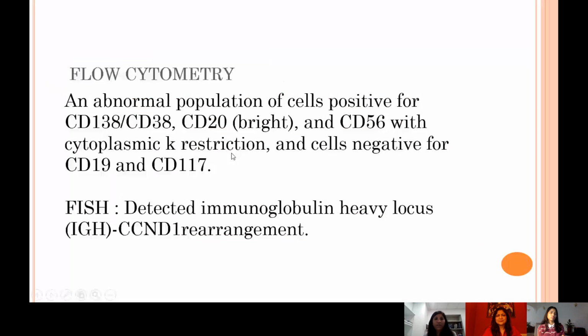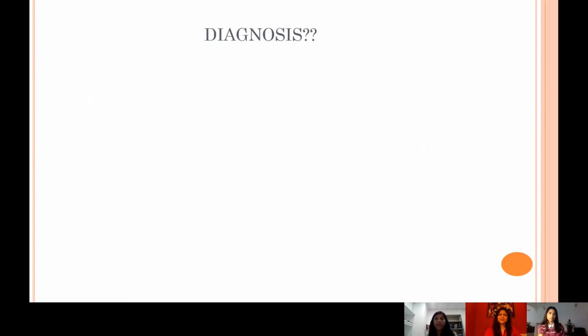Flow cytometry showed this phenotype. These cells were bright CD20 positive. They were also positive for CD138, CD38 and CD56. These cells were kappa chain restricted and negative for CD19 and CD117. On FISH studies, these cells detected immunoglobulin heavy chain locus and cyclin D1 rearrangement.